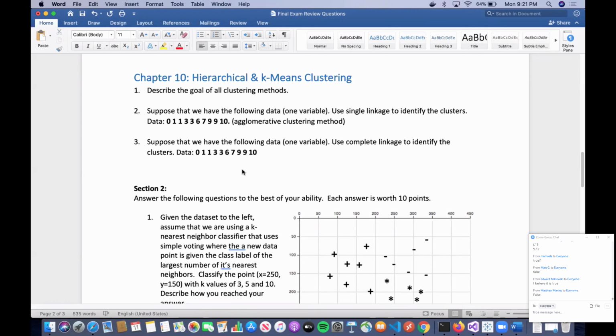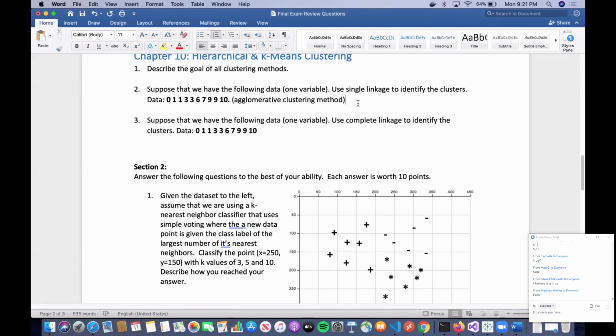So keep in mind the single linkage approach. The focus there is the shortest distance, right? And the complete linkage is looking at the farthest apart. So the single linkage is looking at the nearest apart, and the complete linkage is looking at the farthest apart.